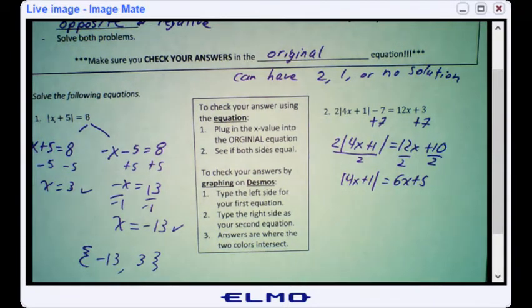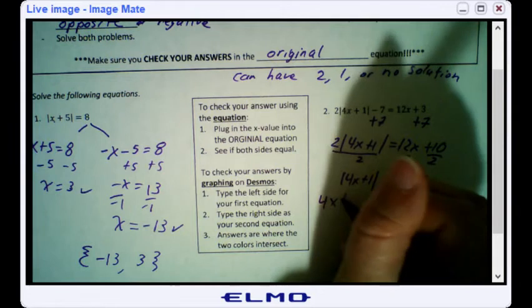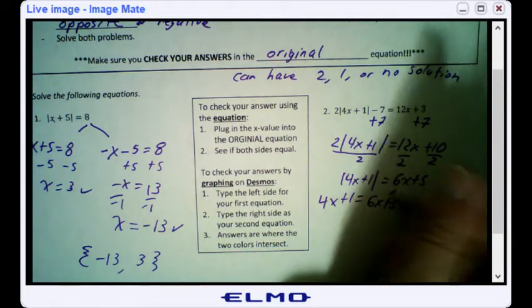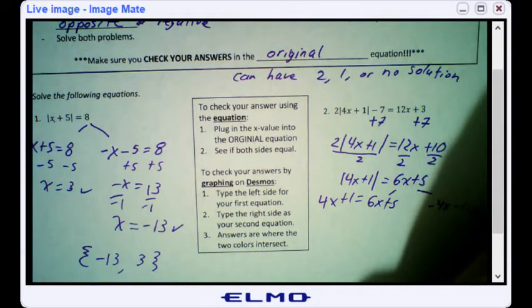Now that the absolute value bars are by themselves, I'm going to split into two problems, a normal and then an opposite. So for my normal, 4x plus 1 equals 6x plus 5. And my opposite, negative 4x minus 1 equals 6x plus 5.